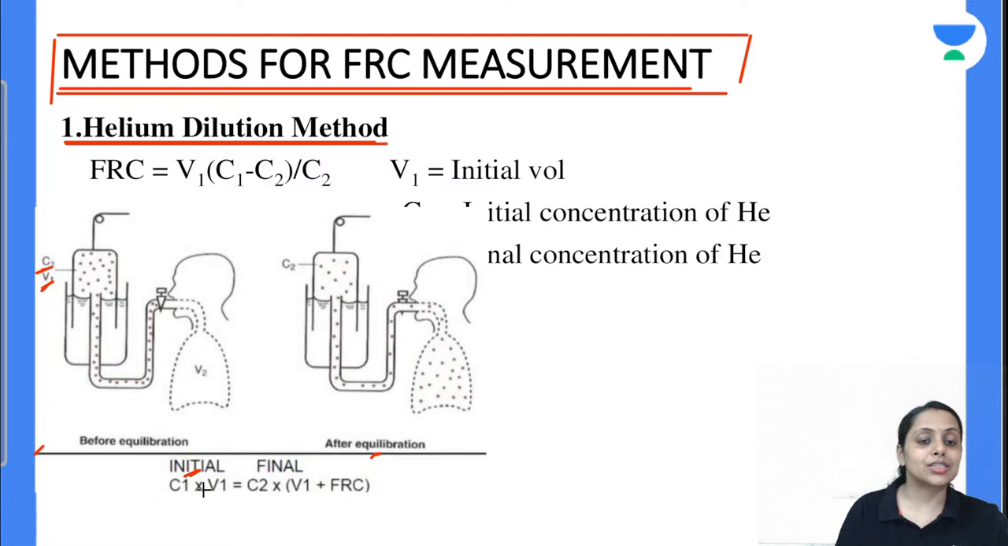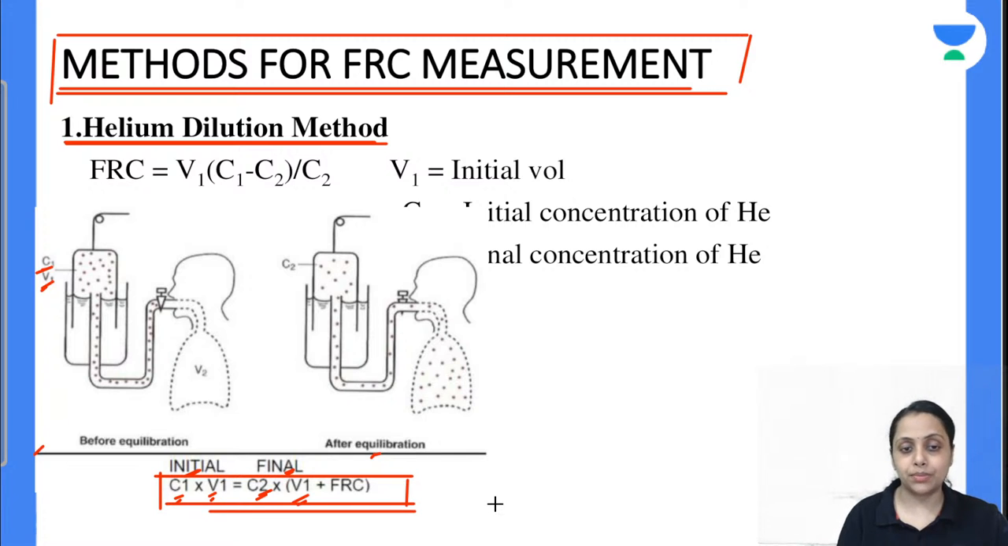So initial हमारा amount of helium is equal to initial concentration of helium into initial volume of helium. Final mass of helium is final concentration C2 and final volume, that is V1, plus FRC. So this is the formula जिससे हम FRC calculate करते हैं by this helium dilution method. ठीक है, is this clear? So mass conservation लगा के हमने helium dilution method से FRC को calculate किया.